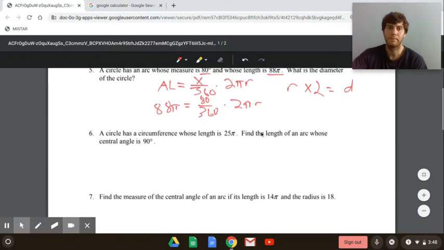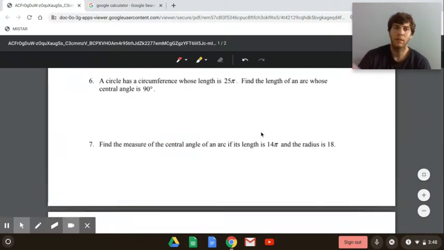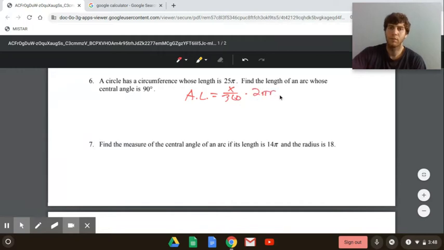Okay. 6, a circle has a circumference whose length is 25 pi. Find the length of an arc whose central angle is 90 degrees. So again, we're doing the arc length formula. So x over 360 times 2 pi r, which is the circumference, right? So they're giving us circumference.